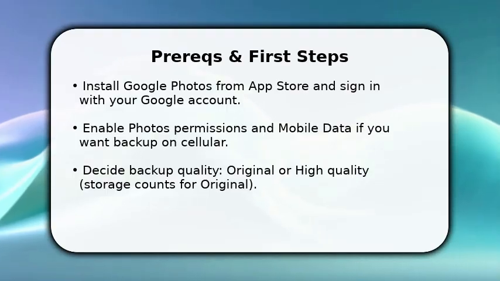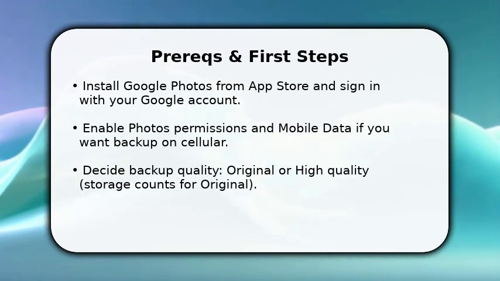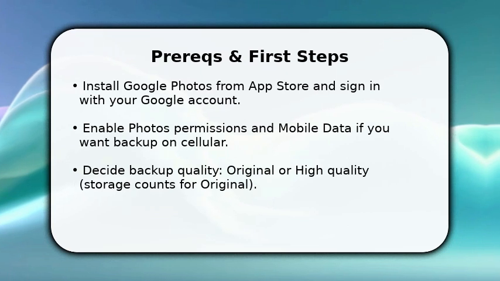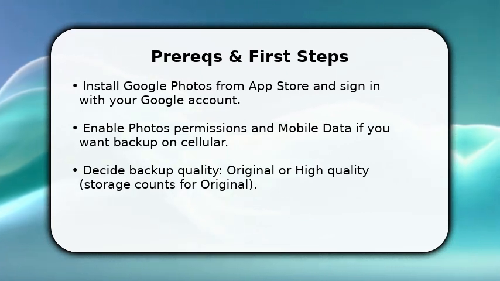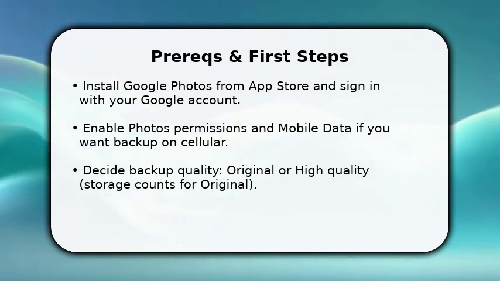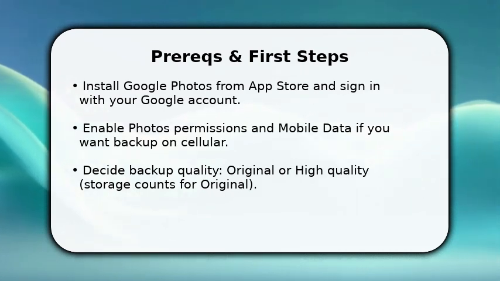You'll start by installing Google Photos and signing into the account you want to use. Once done, grant Photos permission to access your iPhone photos and optionally allow mobile data for backups. Make sure you pick a backup quality. Original preserves full resolution and counts toward Google storage, while high quality compresses to save space.